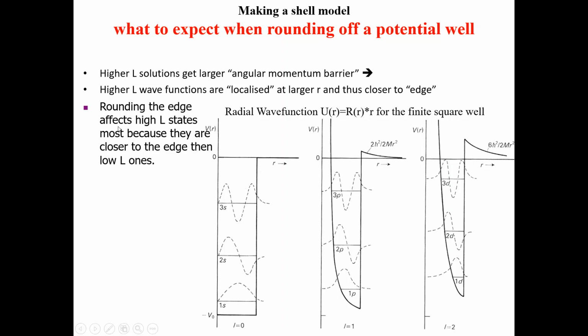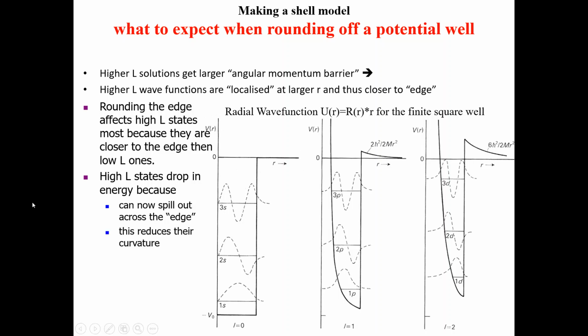So what does the rounding the edge effect mean? It affects high L states the most, because they are closer to the edge than low L ones. You can see it here by yourself. That's how things are really happening. And so high L states, that is L meaning the angular momentum, drop in energy because they can now spill out across the edge, and this reduces their curvature.